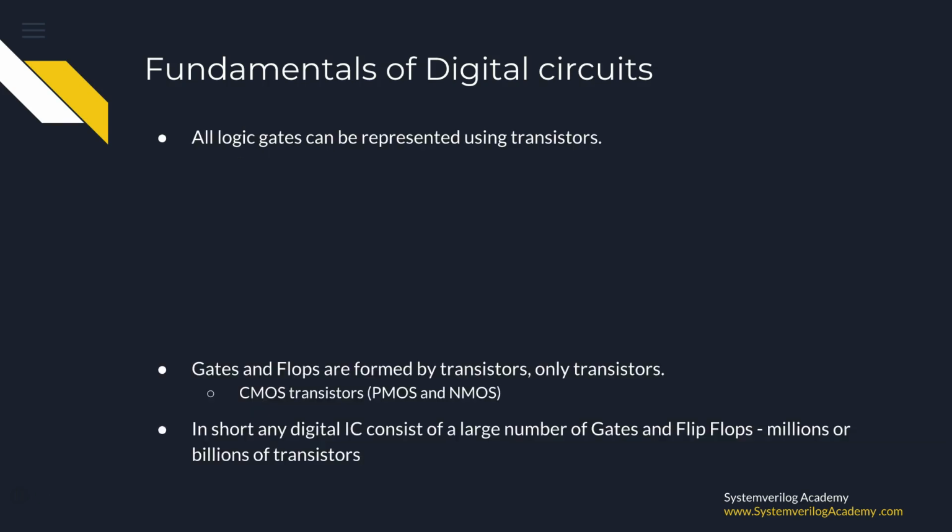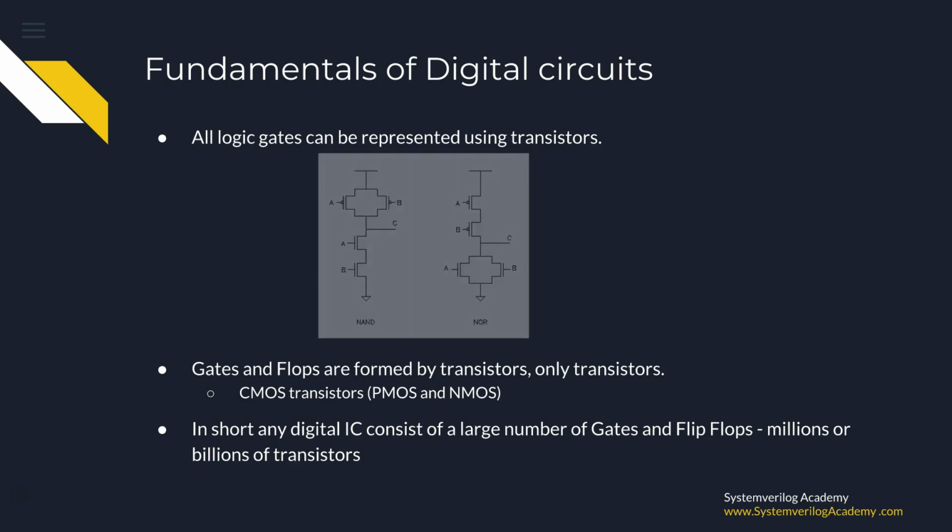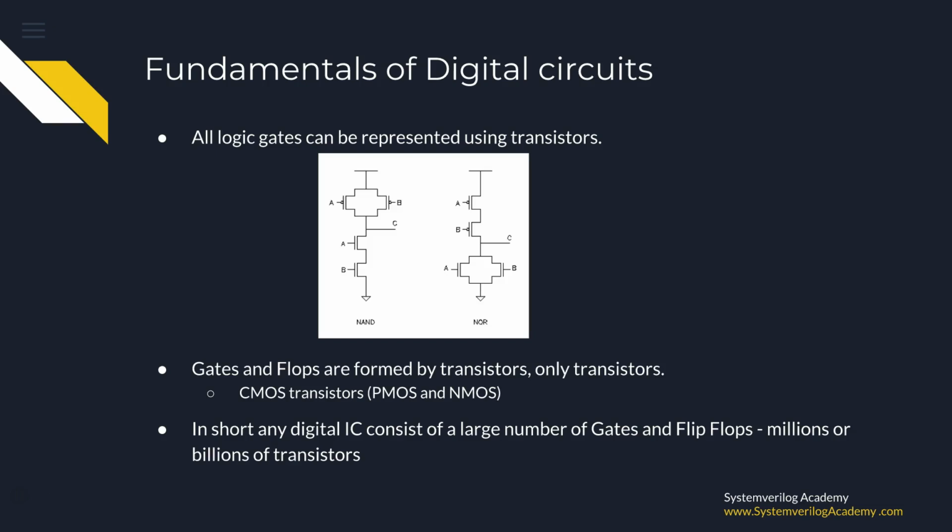This breakdown will further go down into transistors, as all logic gates can be made with only transistors. Here is a diagram representing a NAND gate and NOR gate using CMOS transistors. Thus, every digital circuit is made of gates and flops. Flops are made of gates, and all gates are made using transistors. This concludes that every digital circuit is made of only a large number of transistors.